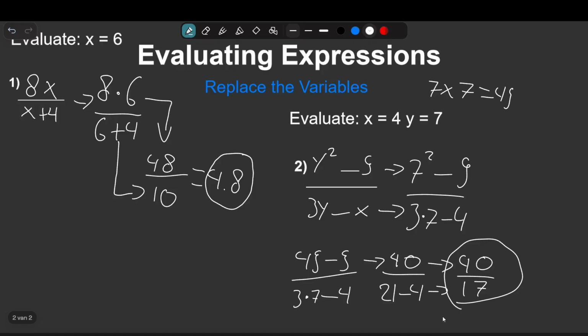So this was basically the video, guys. Two clean examples showing exactly how to evaluate fractional expressions using substitution.